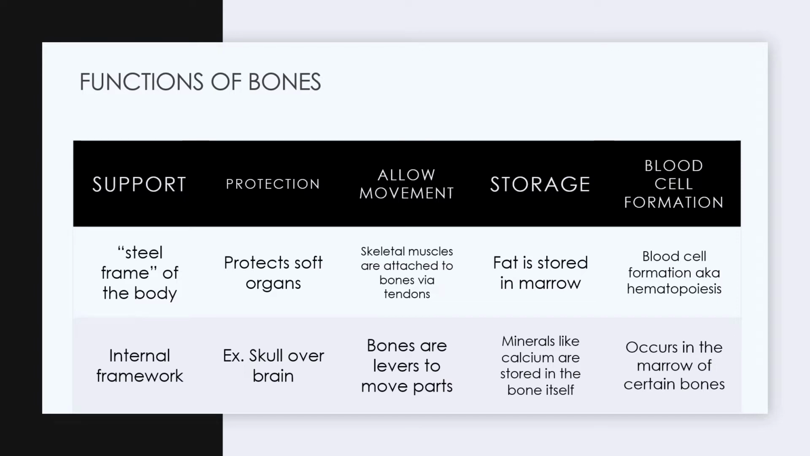It also provides storage. So fat is stored in the marrow of your bone, so the center of your bone. And minerals like calcium are stored in the bone, the hard bone material itself. Blood cell formation. So blood cell formation is called hematopoiesis, and it occurs in the marrow of certain bones. So this is an important function in your body.